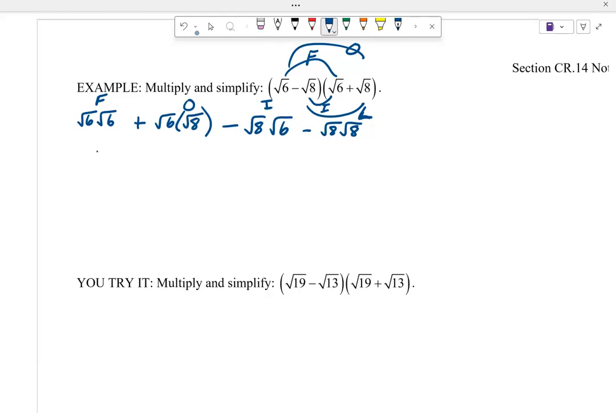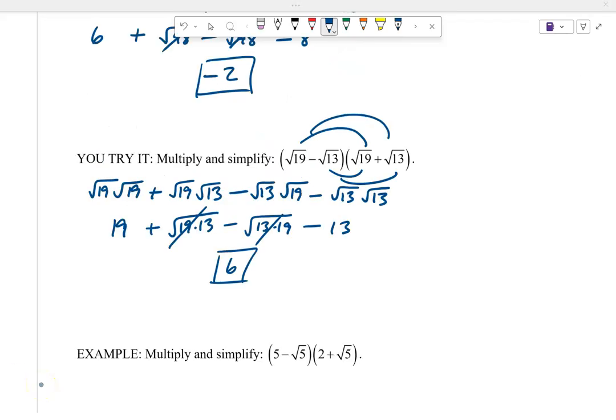Well, square root of 6 times square root of 6 is 6. Here I've got a square root of 48 minus a square root of 48 minus an 8. Well, those are gone, so I'm just left with 6 minus 8 gives us a negative 2. Go ahead, pause the video and try that next one. Should end up with a 6. If you want to pause that video, take a look at the work there.